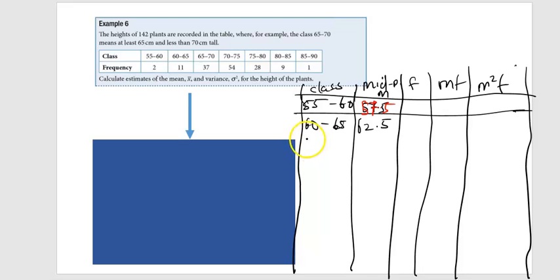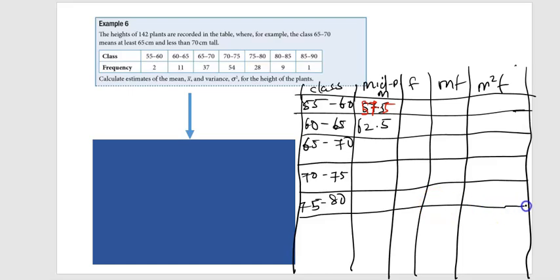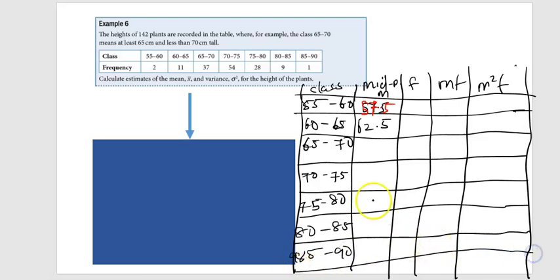We do the same. The next class is 65 to 70, then 70 to 75, 75 to 80, 80 to 85, and then 85 to 90. Okay.